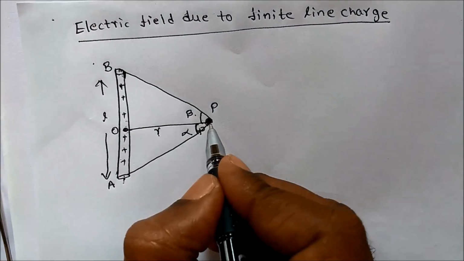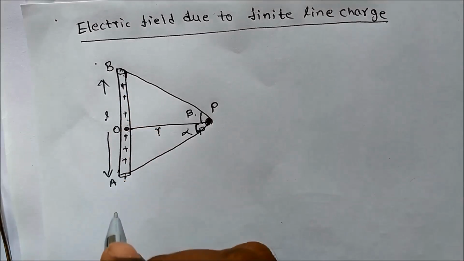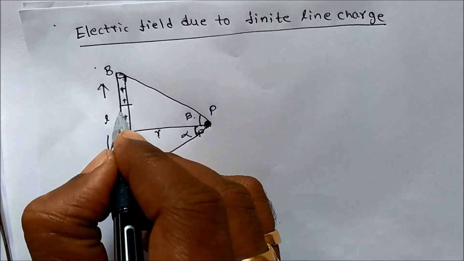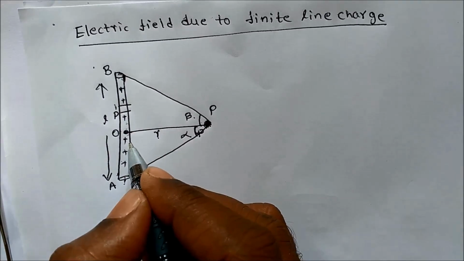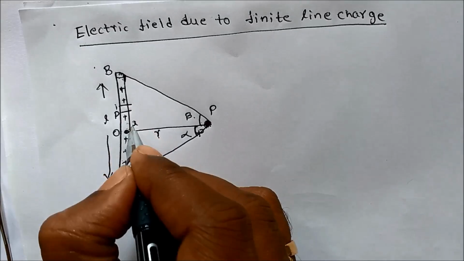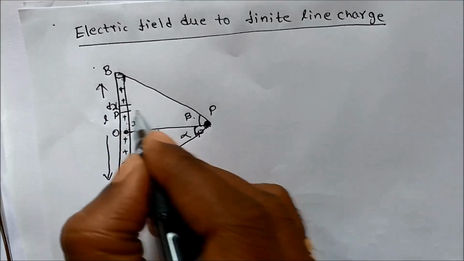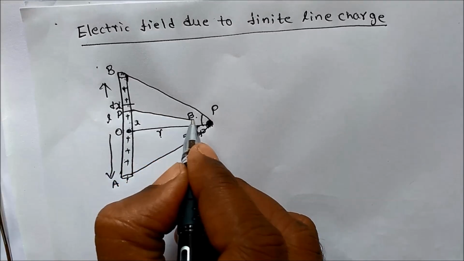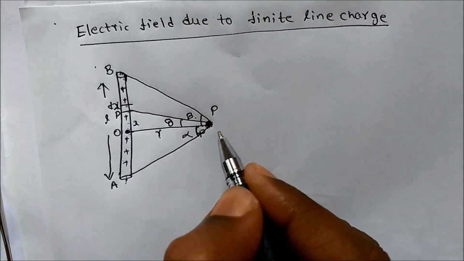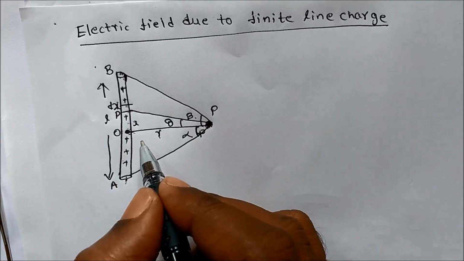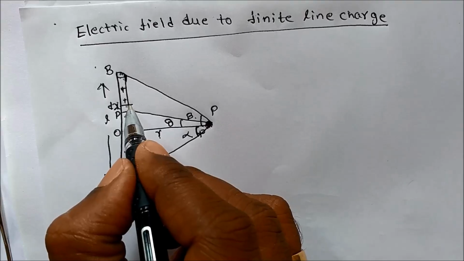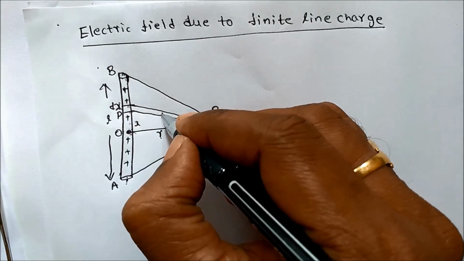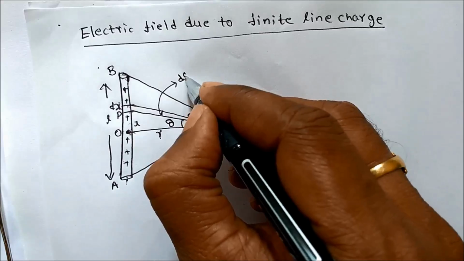Here, to find the field intensity at the point P, we are following the same method. We are dividing this line charge into elements. One of the elements I selected is at P dash. This element is at a distance x, and its length is dx. Now this element is making an angle theta with the reference line OP. The other end of the element is making an angle, which I'm considering as d theta.